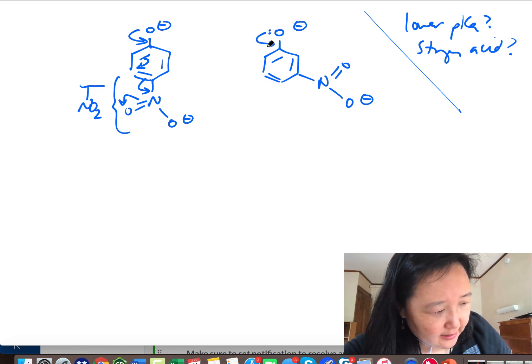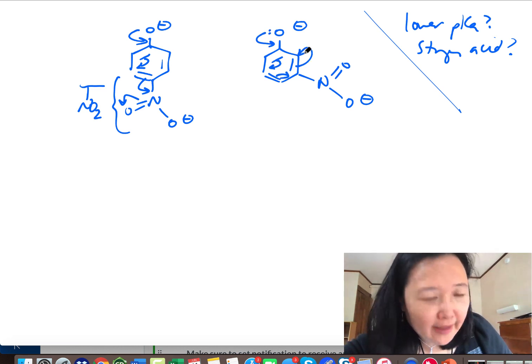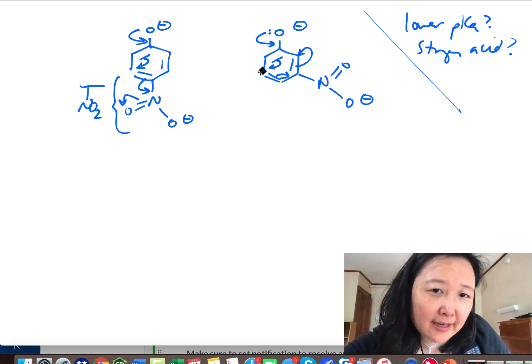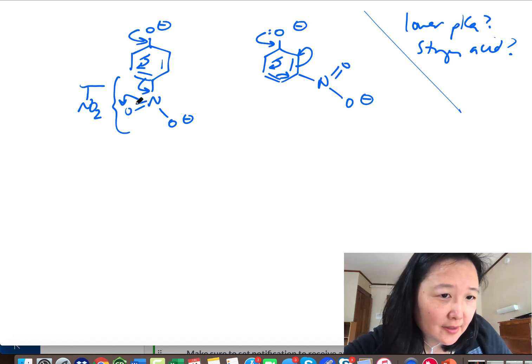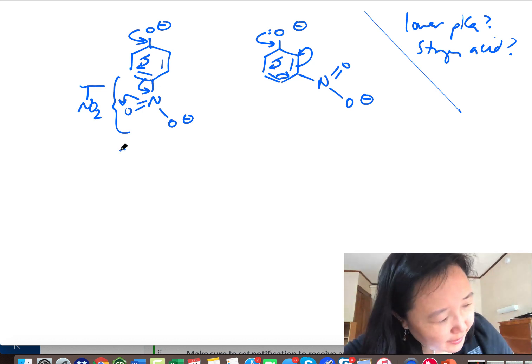Here I could take the lone pair, and I can go here, but at this point I have to do that. So negative charge is going to end up only around the ring, not through the nitro group. So because of this resonance, this is more stable as a base, or it's a weaker base. So that means its conjugate is stronger.